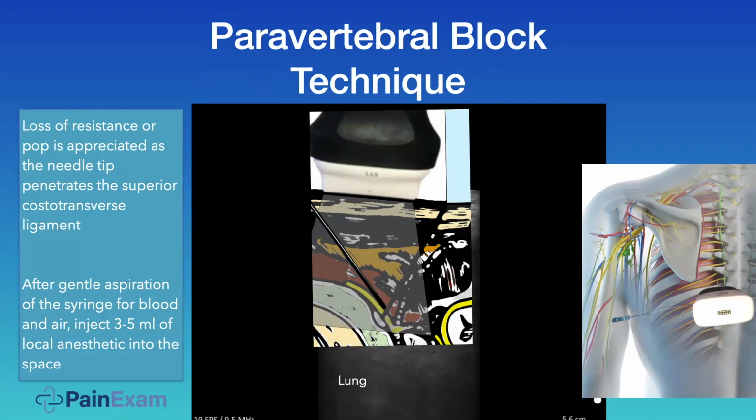You could place a catheter here if you're dealing with inpatients for surgery, for rib fractures, for flail chest, for multiple rib fractures, or metastases to the ribs.